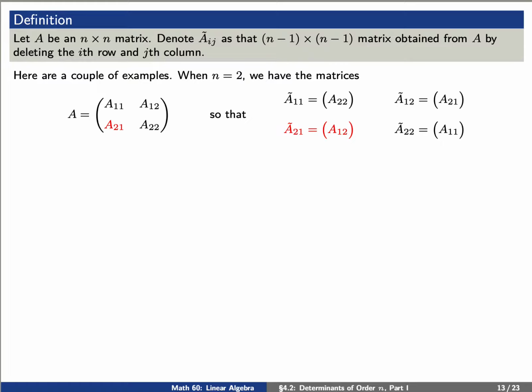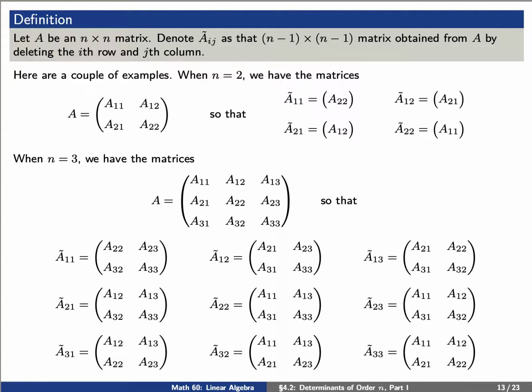Similarly, we can look at what happens when we have the element in row 2, column 1. If we cross out row 2 and cross out column 1, then we're left with the element A12. And finally, we can look at the element A22, and we could cross out perhaps row 2, column 2, and we'll be left with the element A11.